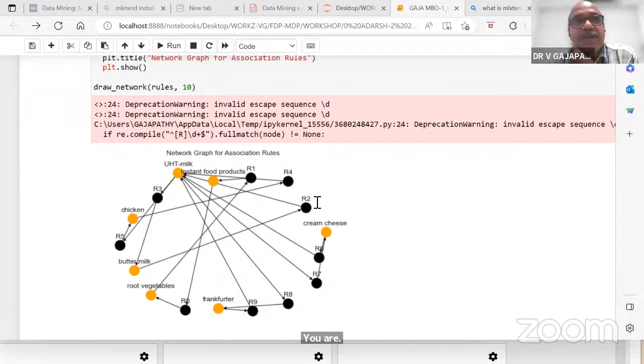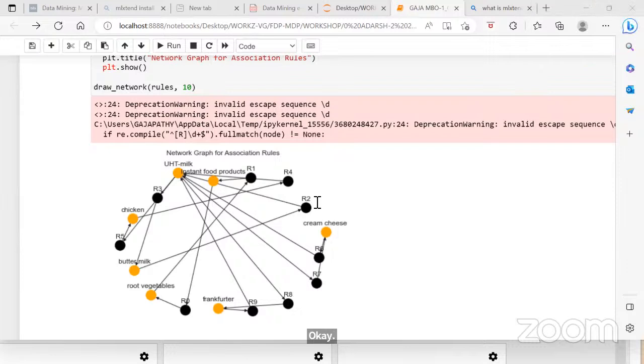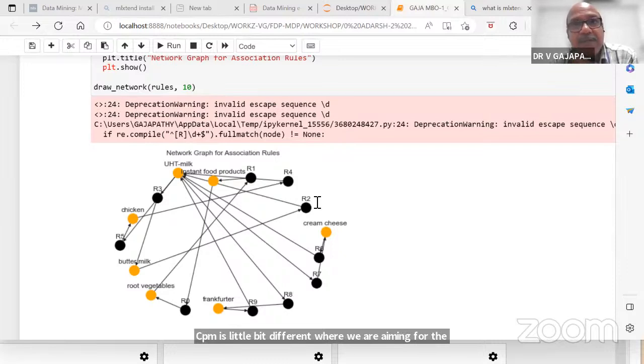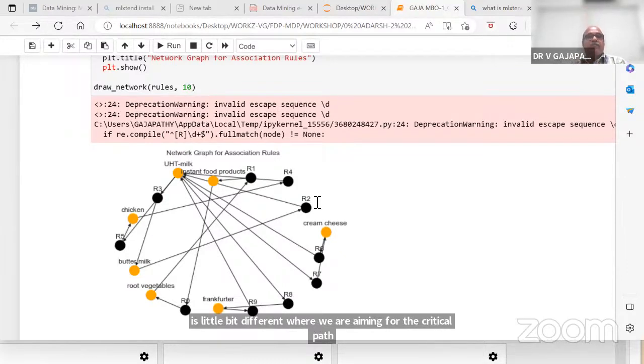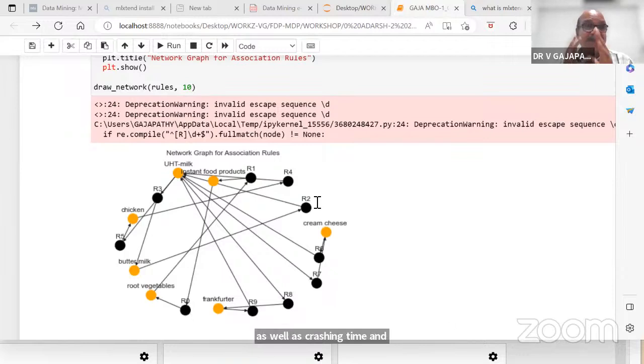PERT CPM is a little bit different, where we are aiming for the critical path, as well as crashing time and crashing costs also. Here that is not the purpose, but that experience of working with PERT CPM will be useful here also.